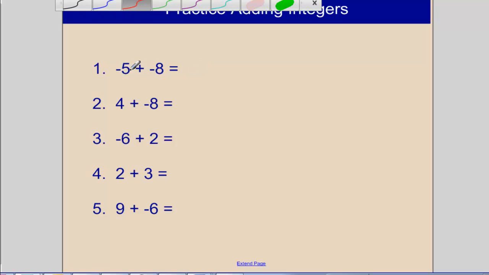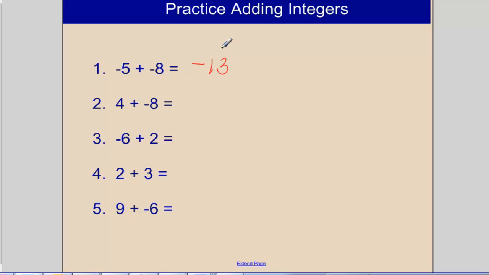Number 1, we have negative plus a negative, so we're going to have a whole bunch of negatives. So that's going to equal negative 13. Number 2, we have a positive plus a negative. Since they're different signs, we know that these 4 positives are going to cancel 4 of those negatives, and we're left with 4 negatives. So our answer is negative 4, or we subtracted 8 minus 4 to get 4, and we had more negatives than positives, so the answer is negative.